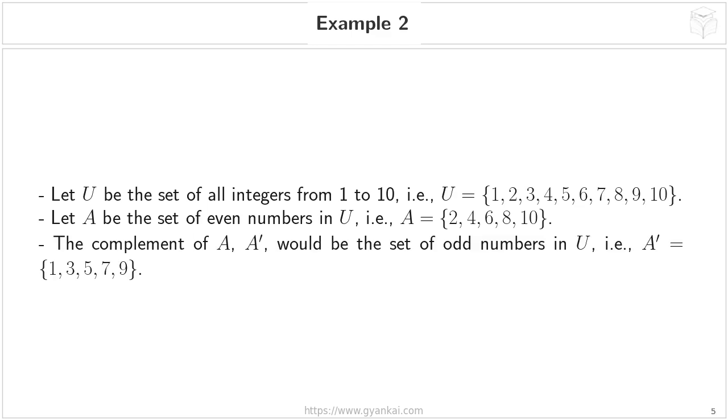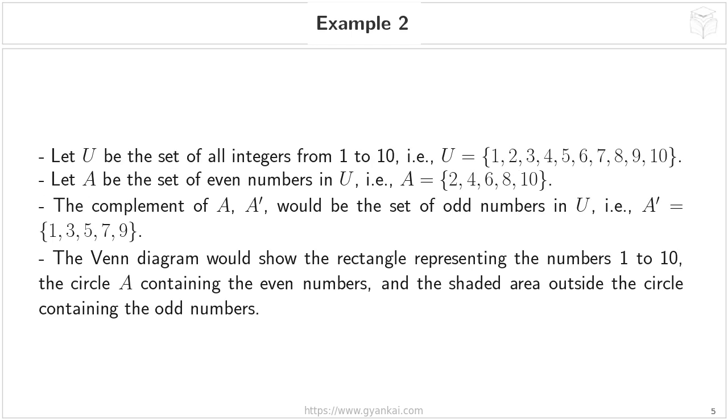Next, we want to find the complement of A, which we write as A prime. As we discussed earlier, the complement contains everything in the universal set U that is not in set A. So, if A contains the even numbers, A prime will contain the odd numbers. Therefore, A prime is equal to the set containing 1, 3, 5, 7, and 9.